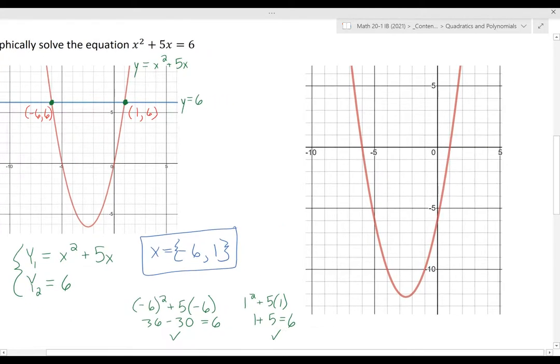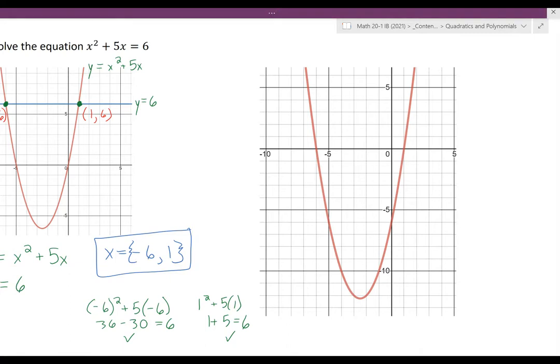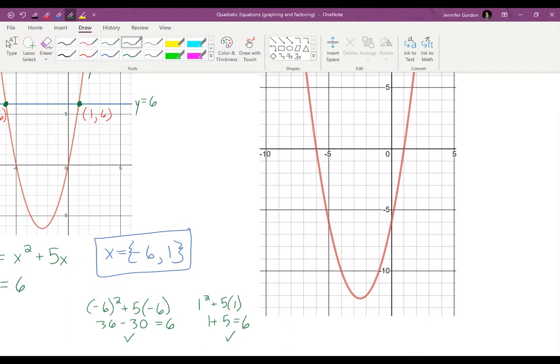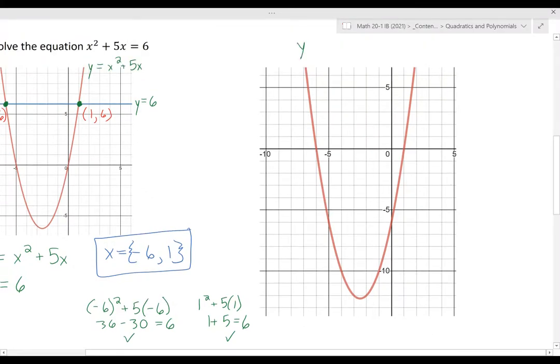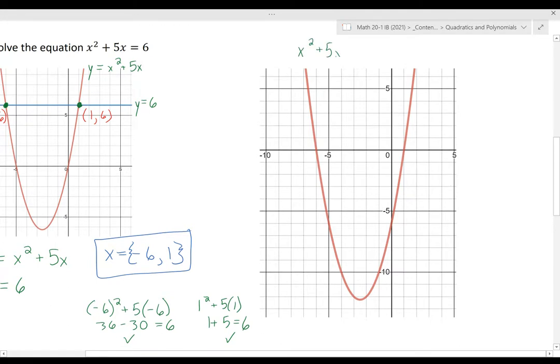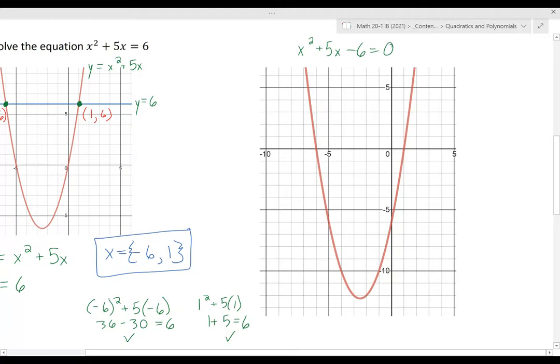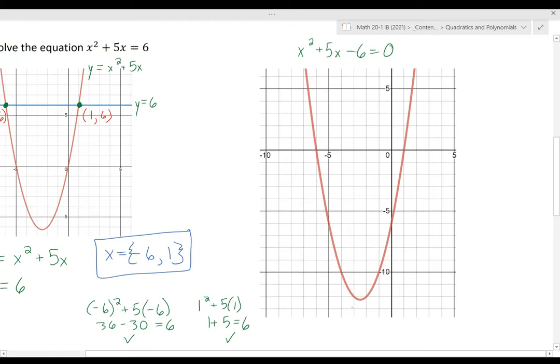Now, the other graph that's drawn here is an alternate way of dealing with this. That would be if I started out by saying, okay, I'm only going to deal with one function. I'm going to rearrange this so that I'm solving the equation x squared plus 5x minus 6 equals 0. So put everything over onto one side and have it equal to 0. Then I only have to deal with one function. Technically, I'm kind of dealing with two. So the parabola that's drawn here is y equals x squared plus 5x minus 6.